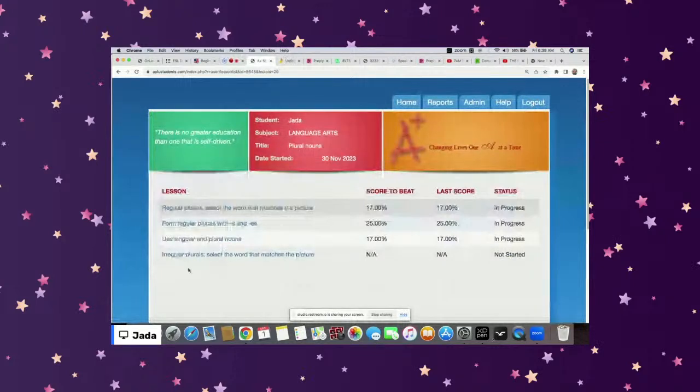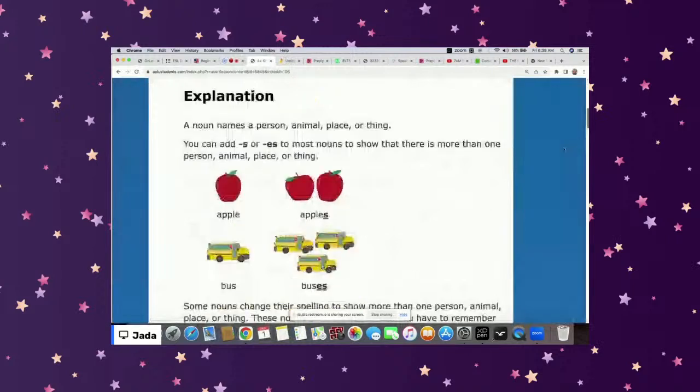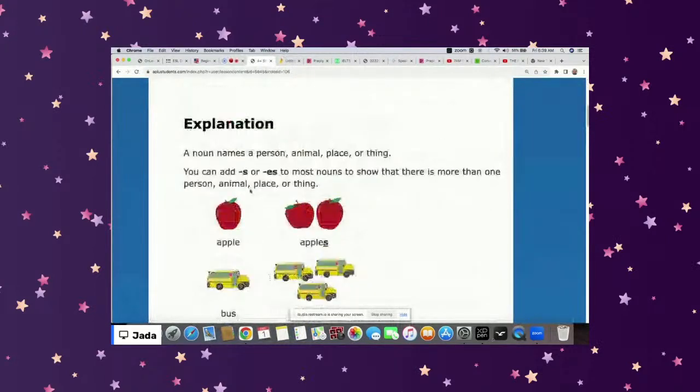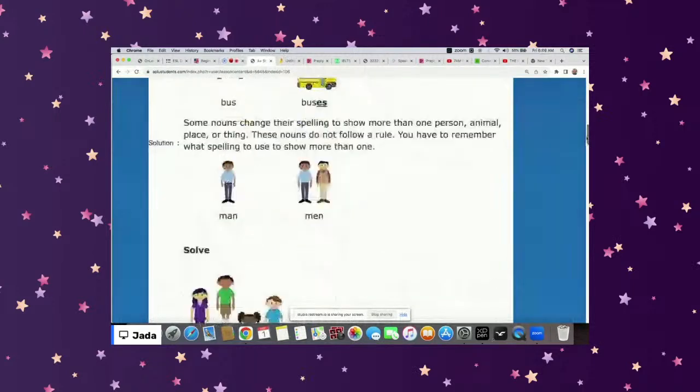So we will go to the last one that says irregular plurals. If you remember from the beginning, we did the regular plurals. Now we will do irregular plurals. Select the word that matches the picture. So of course, we all know that a noun names a person, place, animal, or thing, and you need to add s or es to the nouns to make them plural. So to get your irregular plural, some nouns change their spelling to show more than one person. Some nouns change their spelling to show more than one person. Unlike the regular plural nouns, where you add s or es to them, other ones change their spelling.